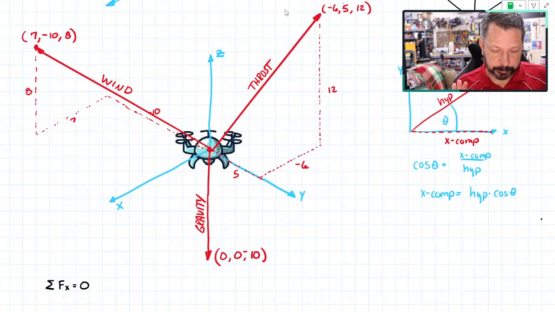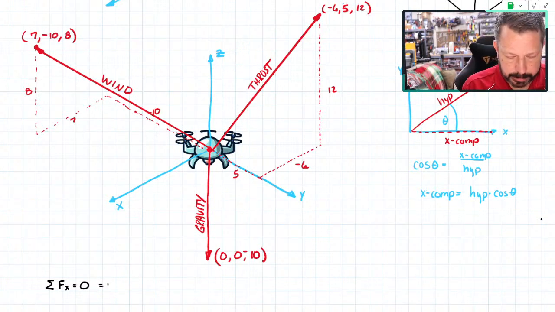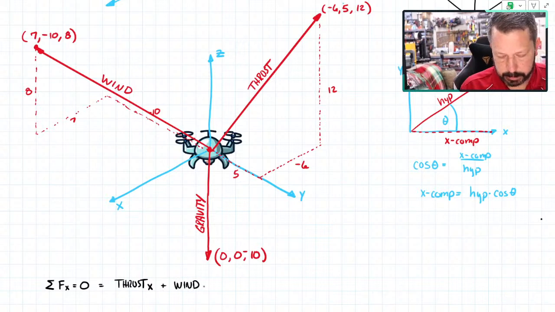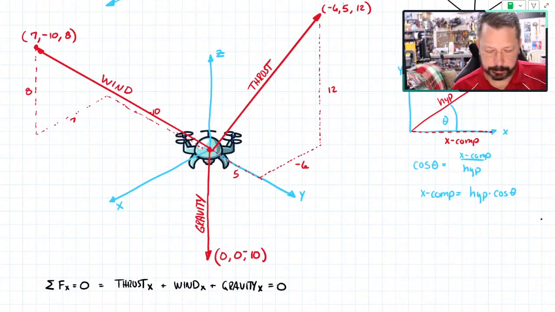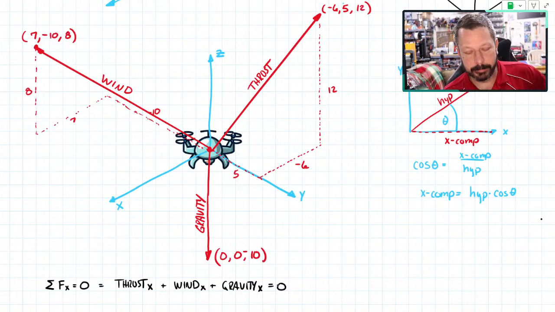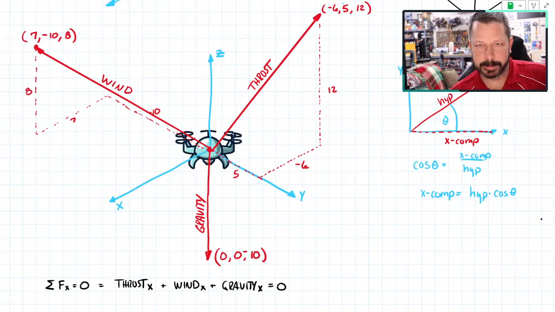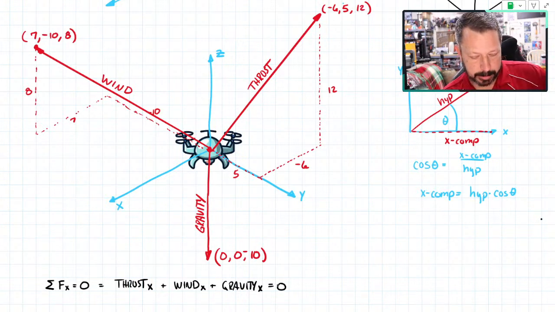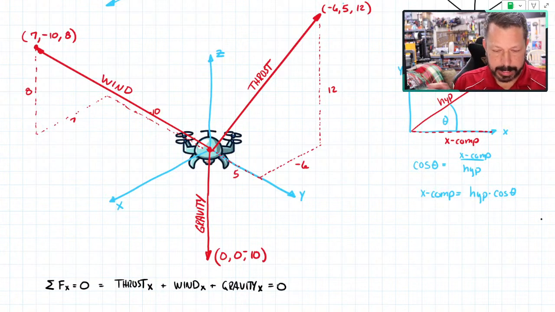All right, so this summation of forces in the x direction says that I need to write the thrust component in the x direction plus the wind component in the x direction plus the x direction of the gravity. Those have to add to 0. So that's the generic way of writing that. This doesn't actually help us because there's no actual information there other than what the equation means. So let's write the x component of the thrust.